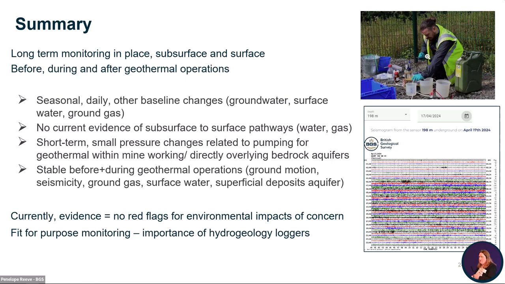And in terms of fit-for-purpose monitoring, my personal choice for the work that we've been doing is that the real key thing is the hydrogeological loggers that we have downhole. They have been super valuable amongst all the different techniques that we've used for the relative cost that they are.